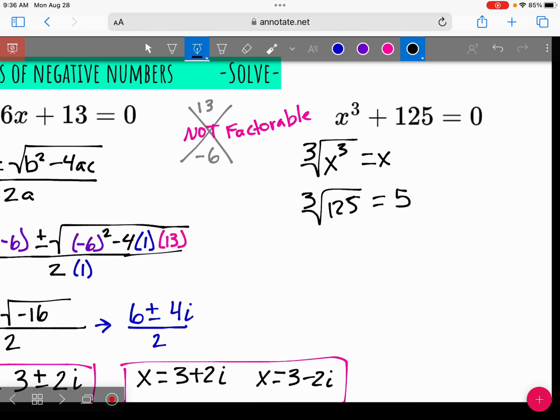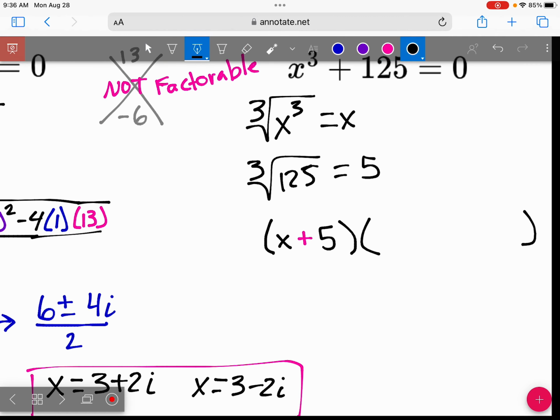So when we're putting this in factored form, we take the x and the 5, and this is when it has that same sign, SOAP, same sign. Then we take x squared, opposite sign, so it's going to have minus 5x plus 25. Always positive is the last one.